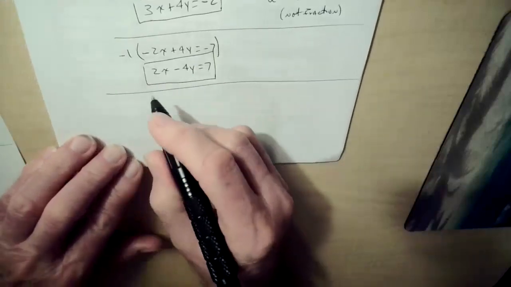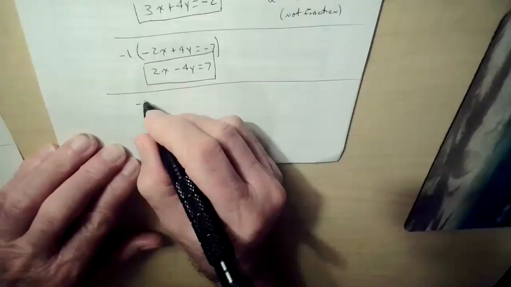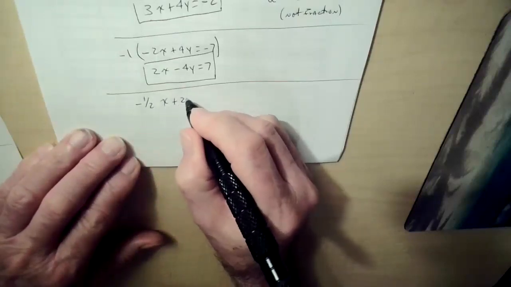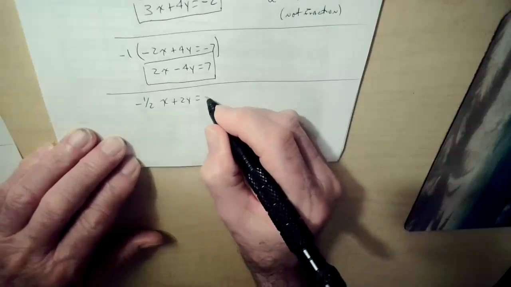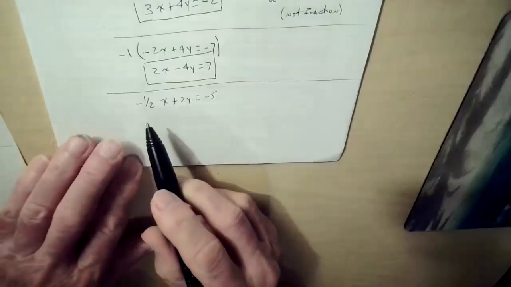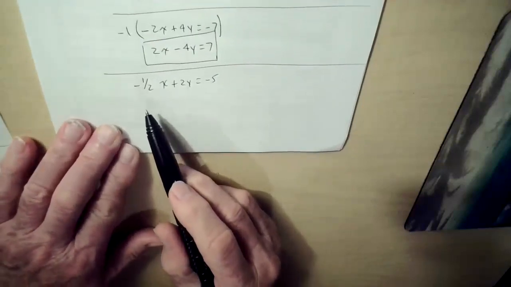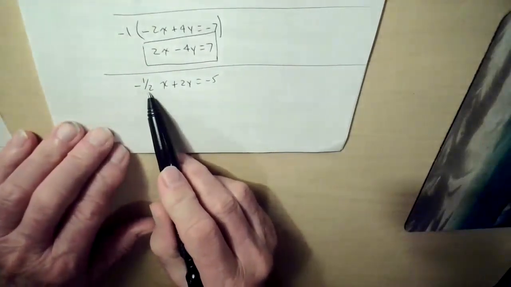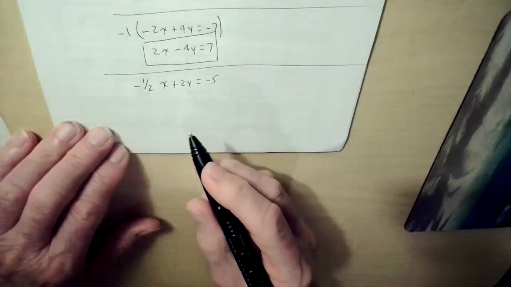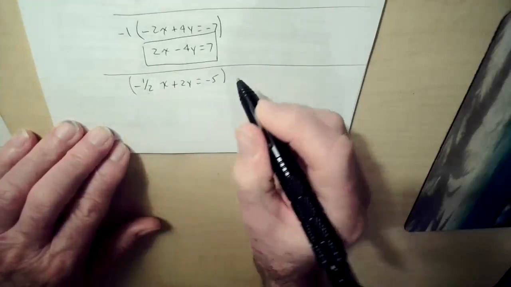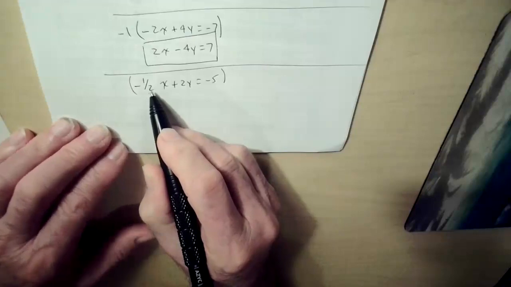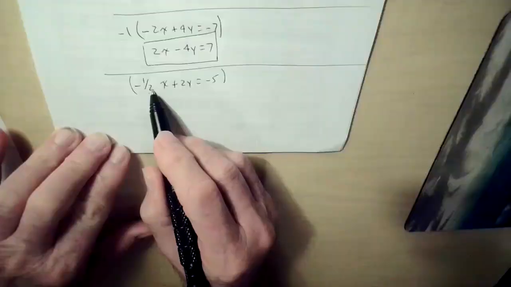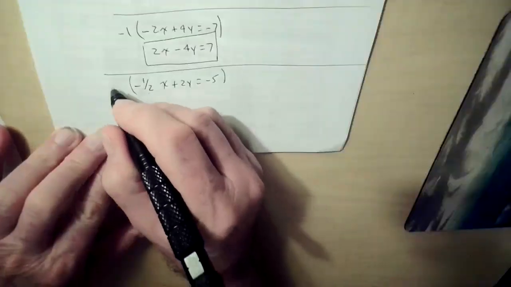So one other thing is, what if we have a negative? This is about as difficult as these get. 1/2 x + 2y = -5. Okay, now we've got two things wrong with this. This cannot be a fraction. It cannot be a negative number. So what are we going to do? We're going to multiply by. Now, how are we going to get this to a whole number? I'm going to multiply by the denominator, the number on the bottom, which is 2.